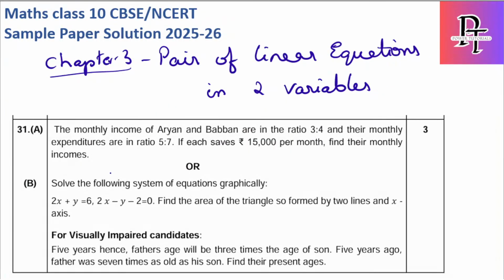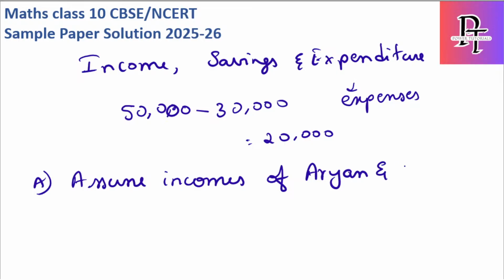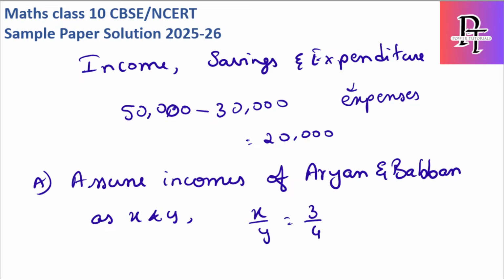So what is the question? What do we have? We are saying the monthly incomes of Aryan and Baban. So you have two persons, Aryan and Baban, and their incomes are in the ratio 3:4. So I will assume the incomes of Aryan and Baban as X and Y. What is the ratio they provided? X by Y is 3/4. Let's see the other condition.